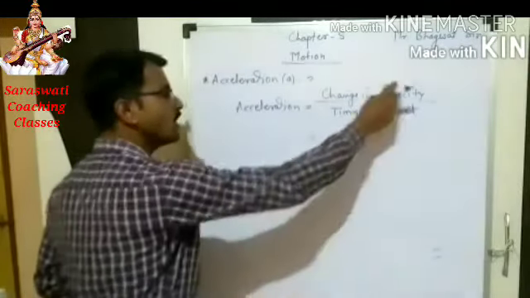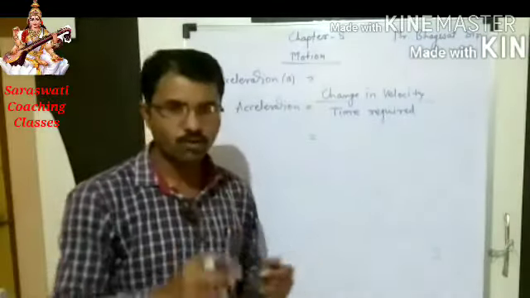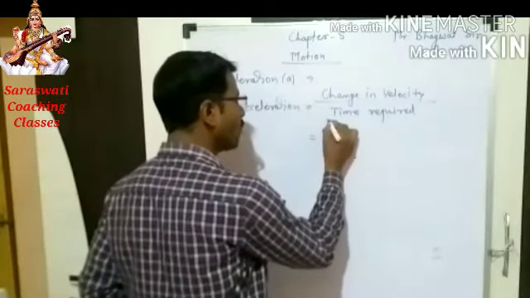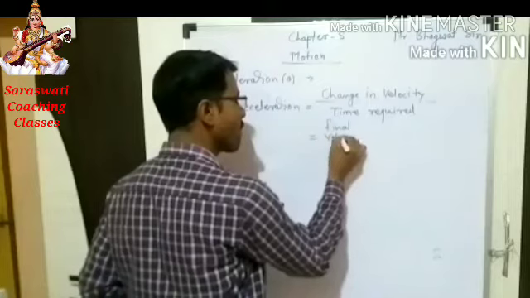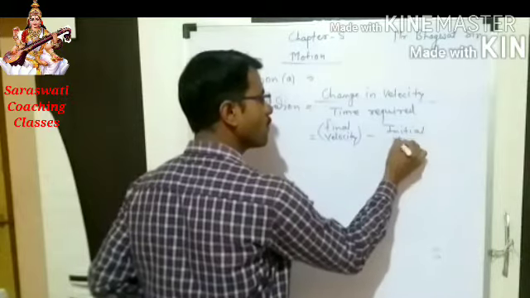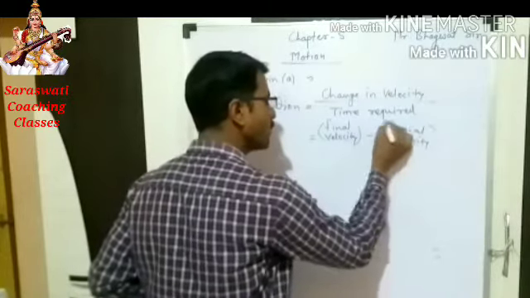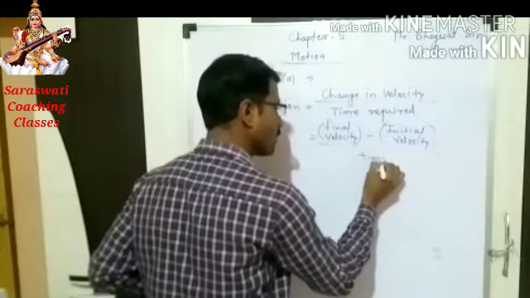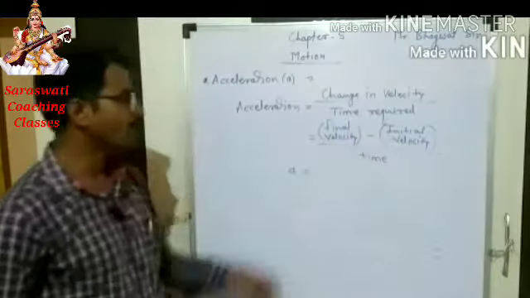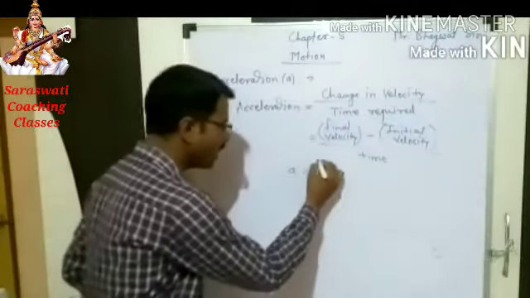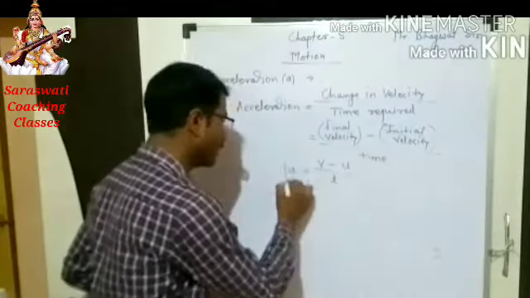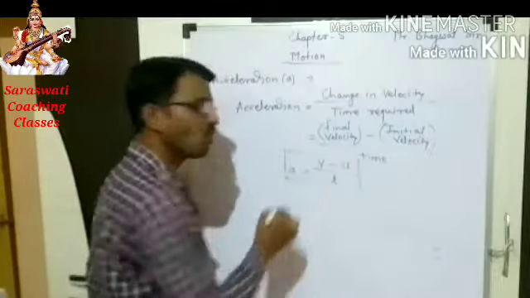Therefore, what is change in velocity? To find out the change in velocity, we have to consider the final velocity and initial velocity. Therefore, change in velocity is equal to final velocity minus initial velocity, divided by time. Therefore, the acceleration small a is equal to final velocity denoted by v minus initial velocity denoted by small u, divided by time. This formula gives the acceleration of that object.